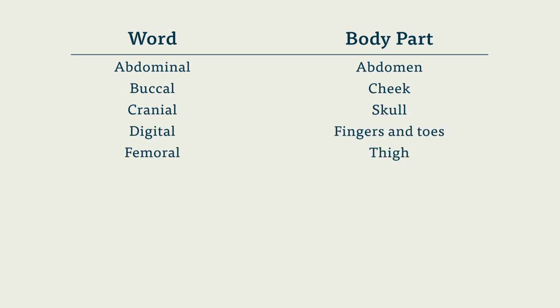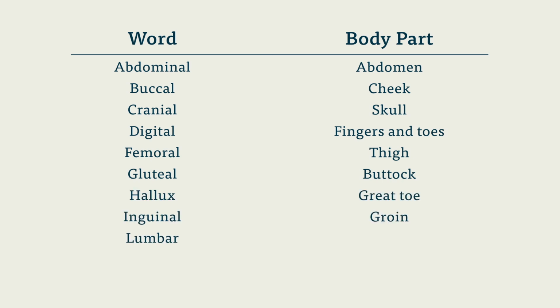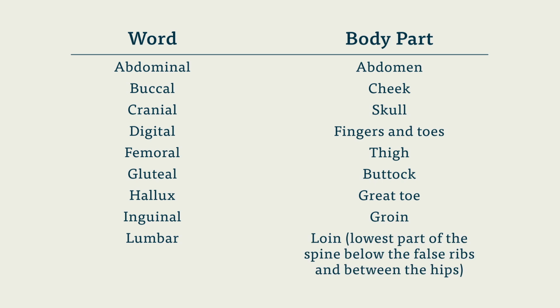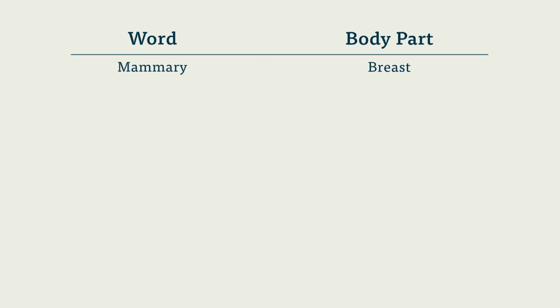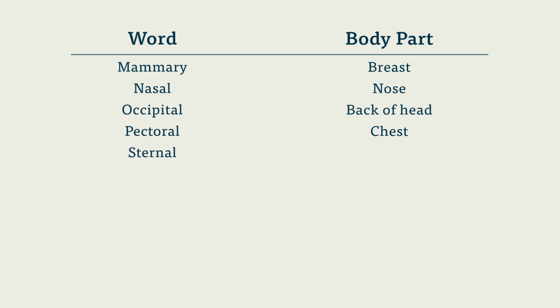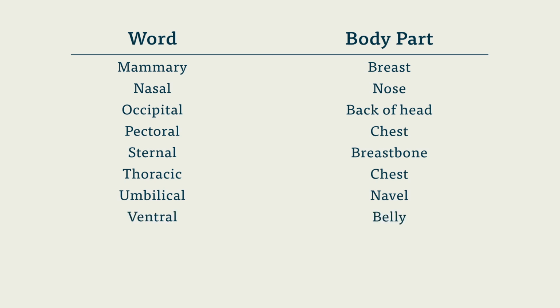Femoral is thigh. Gluteal is buttock. Hallux is great toe. Inguinal is groin. Lumbar is the loin in the lowest part of the spine, below the false ribs and between the hips. Mammary is breast. Nasal is nose. Occipital is back of head. Pectoral means chest. Sternal refers to breastbone. Thoracic is chest. Umbilical is navel, and ventral is the belly.